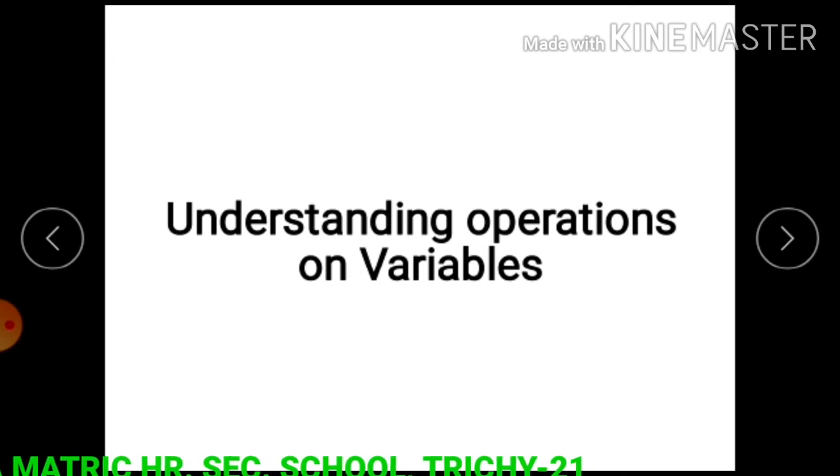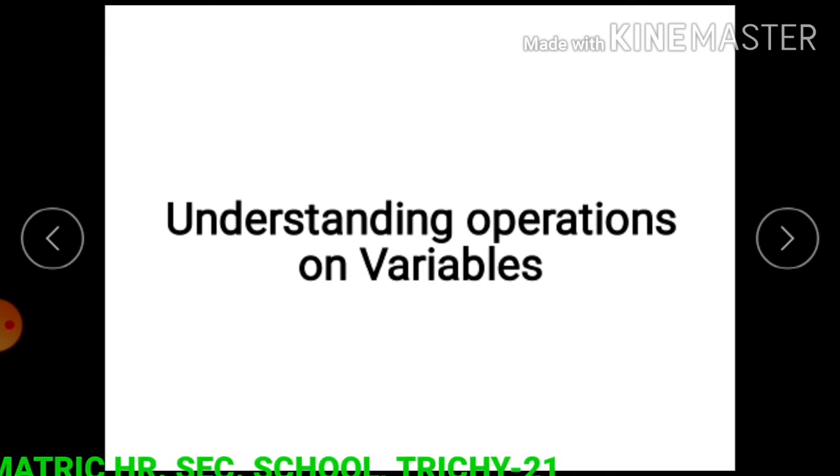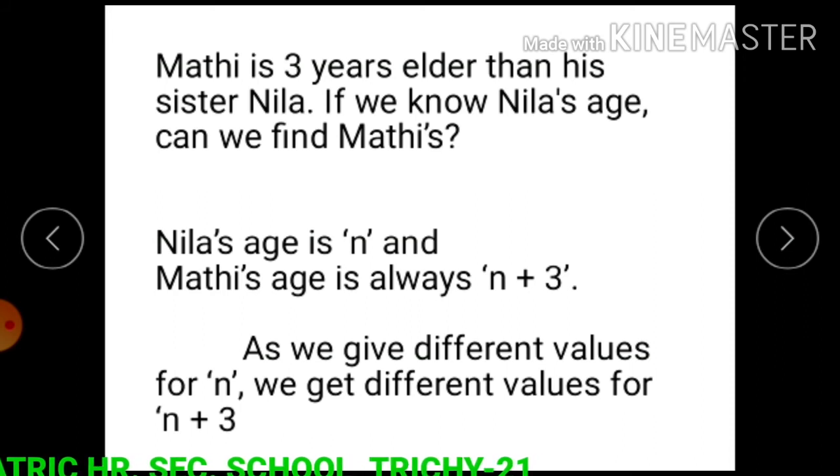So now, understanding operations on variables. Example 1. Madhi is 3 years elder than his sister Nila. If we know Nila's age, can we find Madhi's? Okay, so consider Nila's age is n, and Madhi's age is always n plus 3.